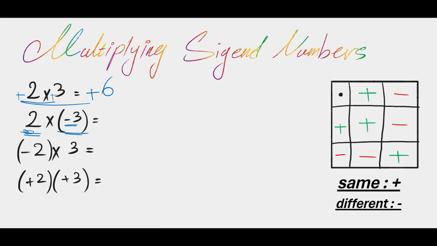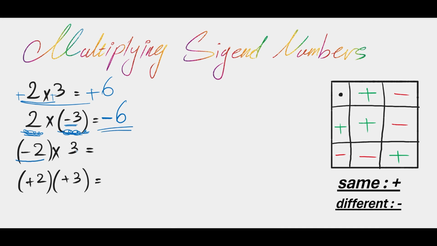Here we have a positive 2 times a negative 3. We have a positive and a negative. Their signs are different. We know that if we have different signs, the result will be negative. So 2 times 3, we got a 6, and positive times negative, we got a negative 6 as a result.